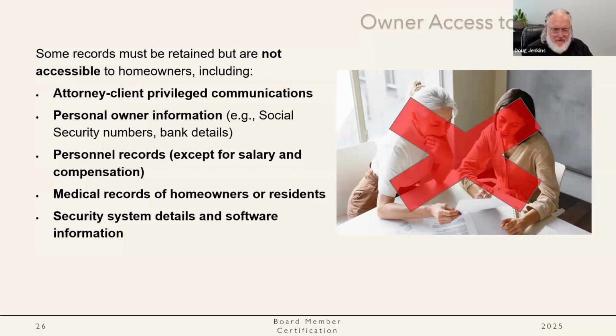Any medical records of homeowners or residents? There may be times when you're dealing with an ADA situation or an accommodation for someone who has a disability, and you've obtained some level of documentation. Well, that's not available either. That is not deliverable as part of the owner records request. And certainly things that make sense, like security system details or software information, those things aren't part of discoverable. They're a part of discoverable legal events, but not part of an owner request.